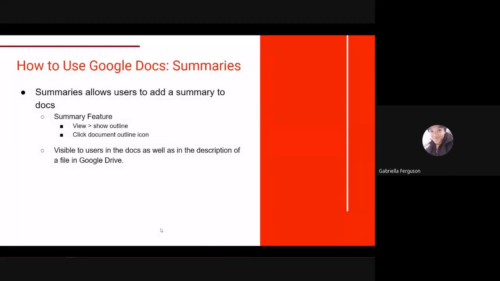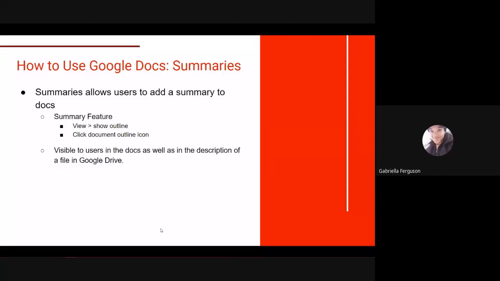So the next thing that we're talking about that may be new for a lot of us is that Google Docs has a summaries feature now. So summaries allows users to add a summary to the doc. So if you have a really long document and you just want to give a brief summary of what it is, so folks don't have to read through the entire document, this feature allows you to do that. It is also located in your outline panel. So again, if you don't see that outline panel, you'll go into View and Show Outline. And then when you click on your outline icon, you'll see a section that says Summary.